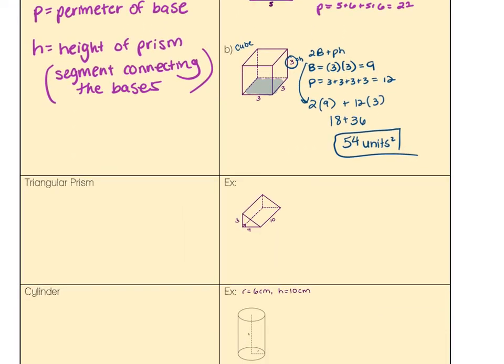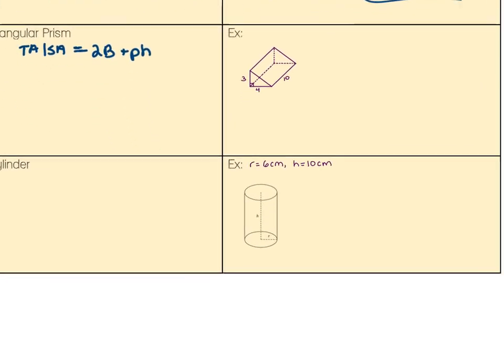Then came the triangular prism. So formula is the same. It's still total area, surface area is still 2B plus PH. The difference is that the base is not a rectangle. The base is a triangle. So when I go to find B, the base area, I have to use 1/2 base times height. So when I look at this one, 2B plus PH, B is the area of the base, which is this triangle. It is a right triangle.